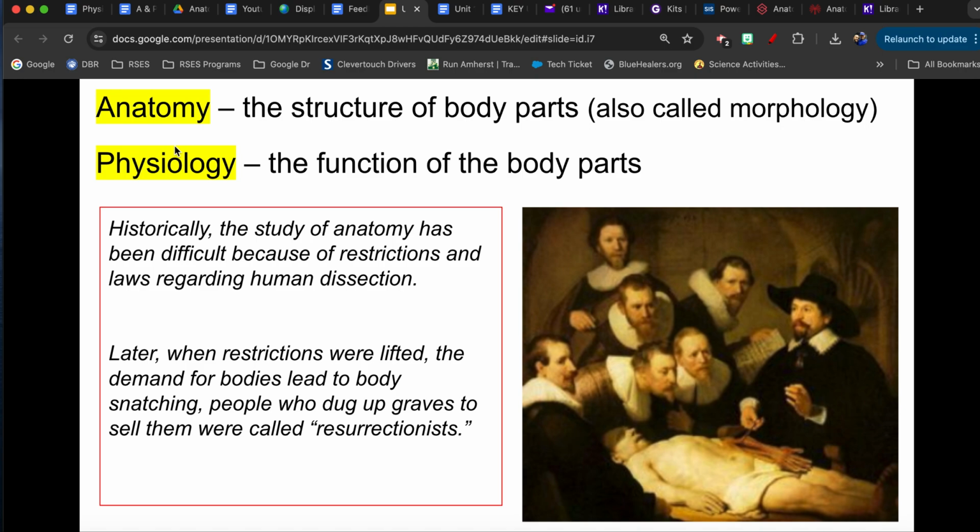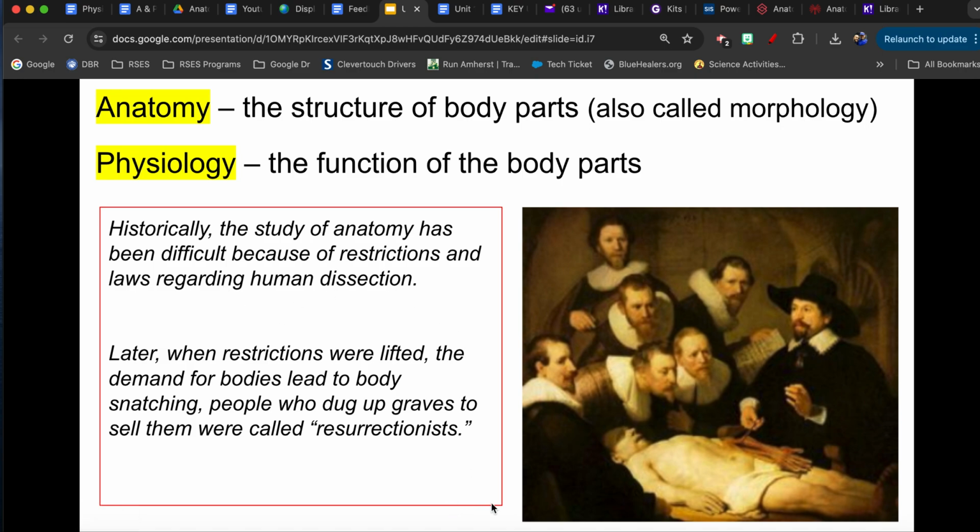So, for instance, a common muscle that we're probably familiar with is the bicep, that upper arm front muscle. People that have big ones, it forms a nice round shape. The anatomy is that, the shape of that muscle. The physiology would be, what does that muscle do? And what it does is when it flexes, it pulls the lower arm forward. That's its physiology.